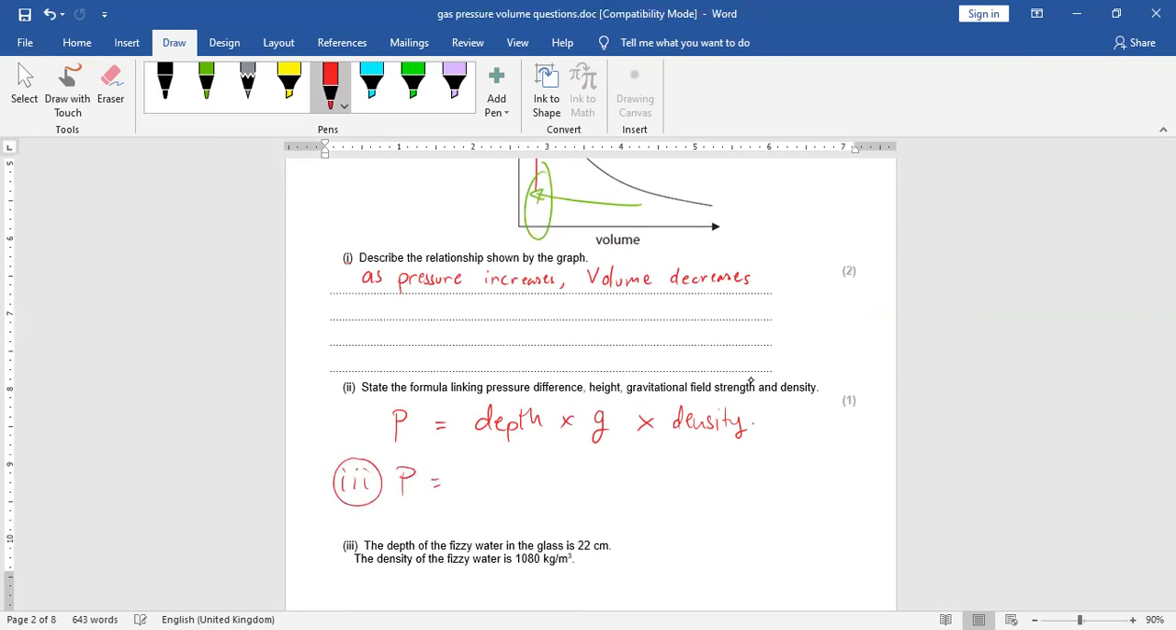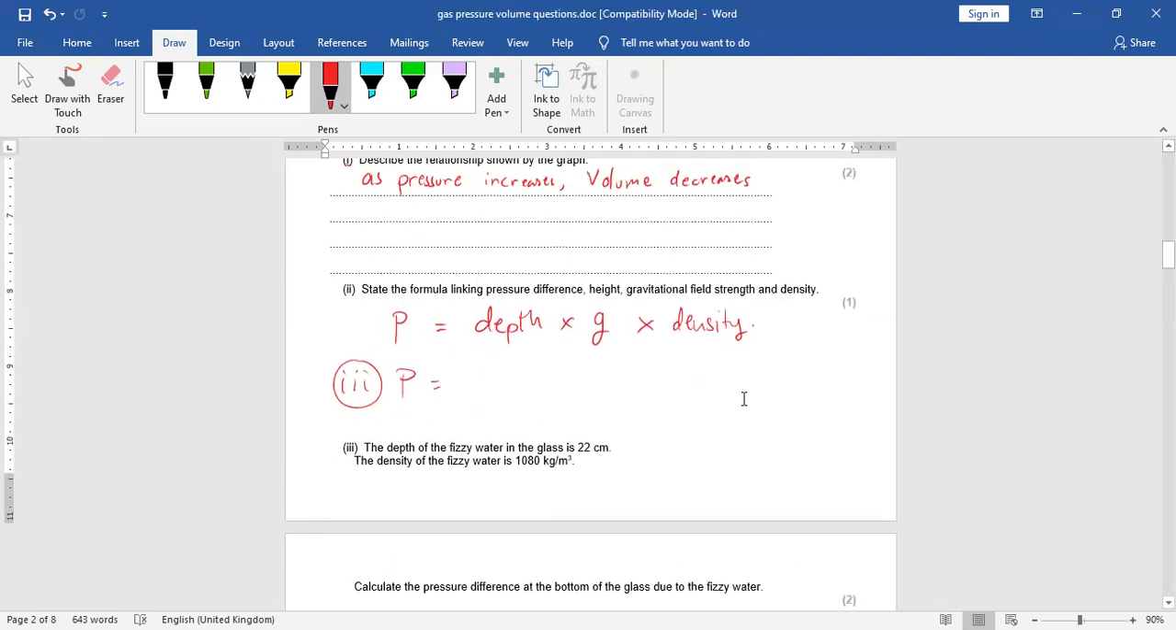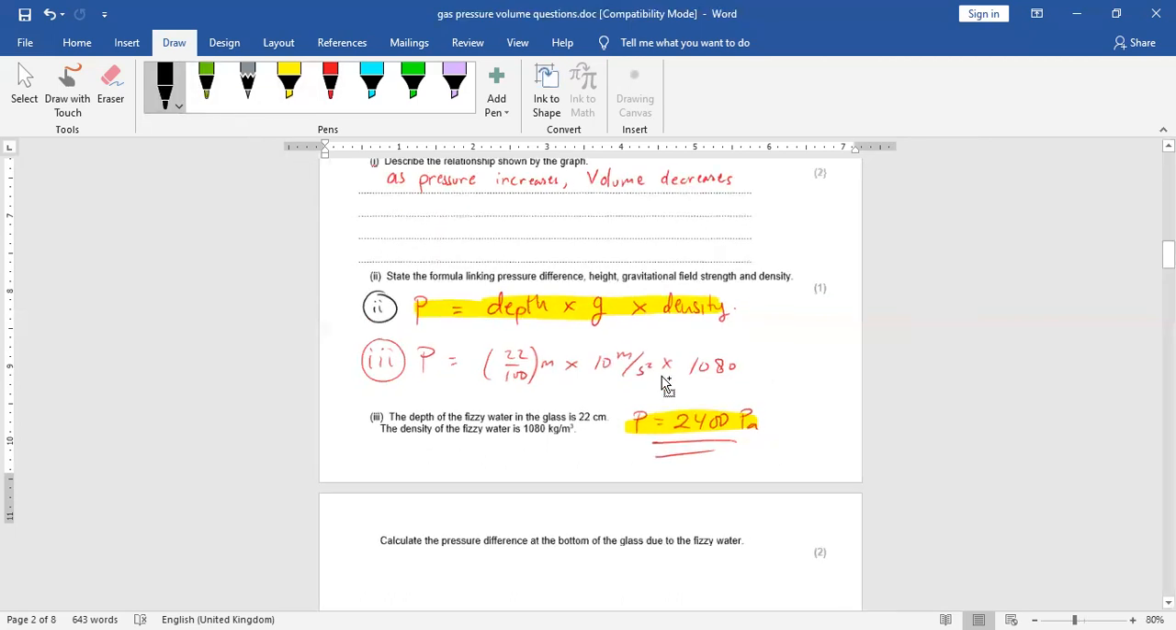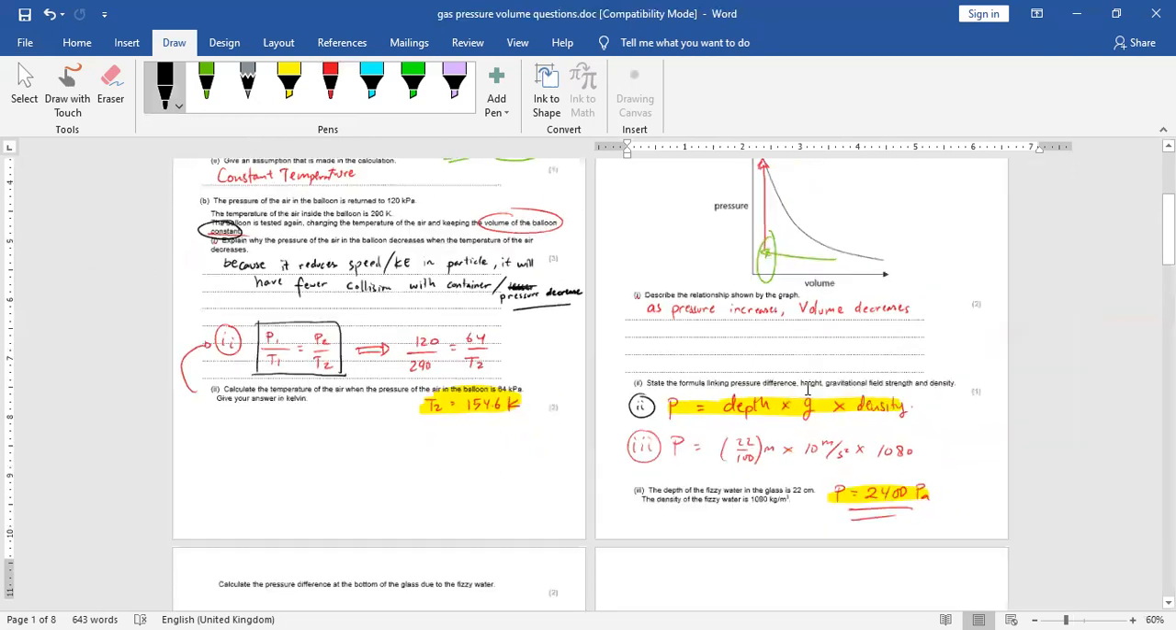Calculate the pressure difference at the bottom of the glass due to the fizzy water, right? So the depth is 22 centimeters, you have to change into meters. The gravitational field strength we assume as 10 meters per second squared, and the density is this amount, as you can see. And I get the pressure is 2,400 Pascal. That's the answer for number 2.